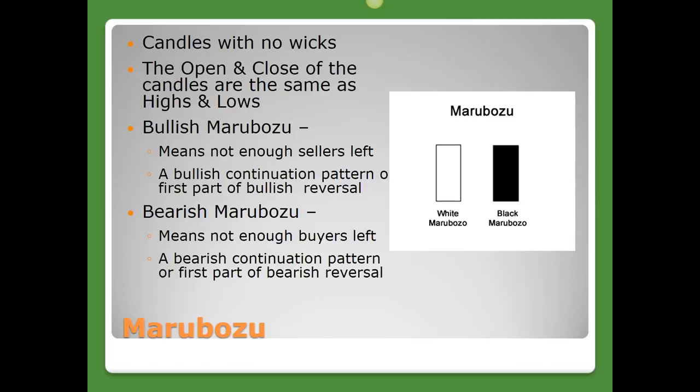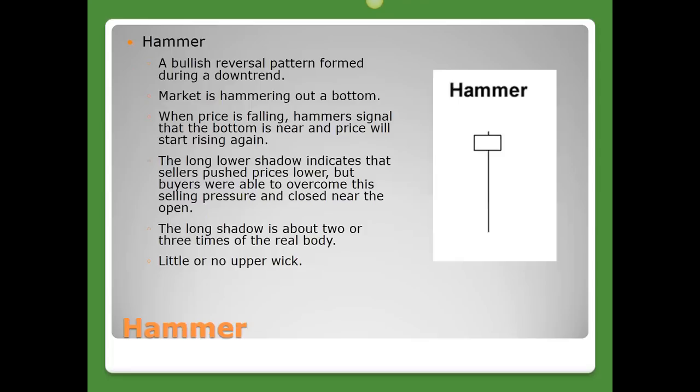Where spinning tops are indecision candles and they show that we may potentially see a reversal in the market, these are continuation candlesticks, where they will show that price will now continue in the direction that the candle is formed in. And we'll go to the charts and take a look at those as well in a bit.